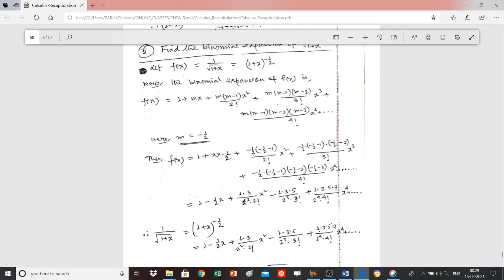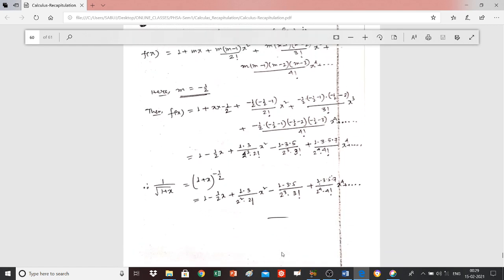This f(x) is nothing but (1 plus x) to the power minus half, so m is equal to minus half. Just substitute the value of m as minus half in this expression. That is done here, and you obtain f(x) equal to 1 minus half x plus (1 into 3) by (2 square into 2 factorial) x square, then minus (1 into 3 into 5) by (2 cube into 3 factorial), and then plus (1 into 3 into 5 into 7) by (2 to the 4 into 4 factorial) into x to the 4 and so on. So the binomial expansion of the function 1 by square root of (1 plus x), that is (1 plus x) to the minus half, is given here.